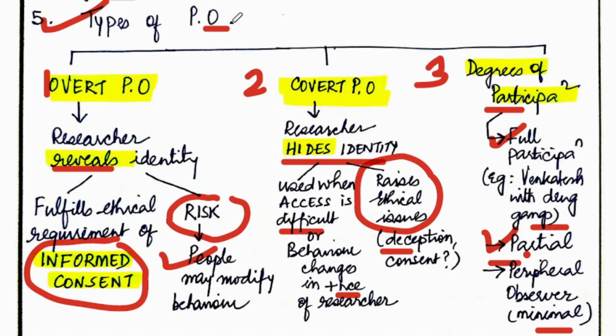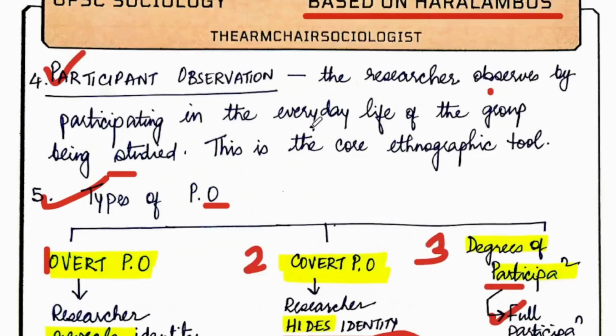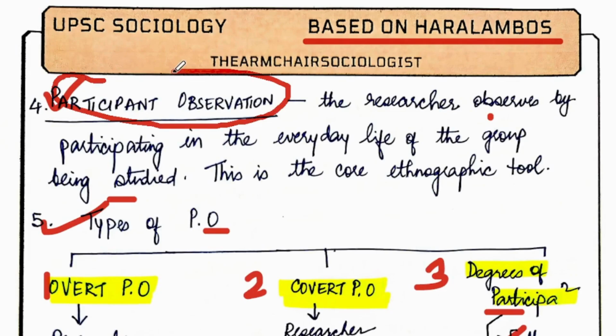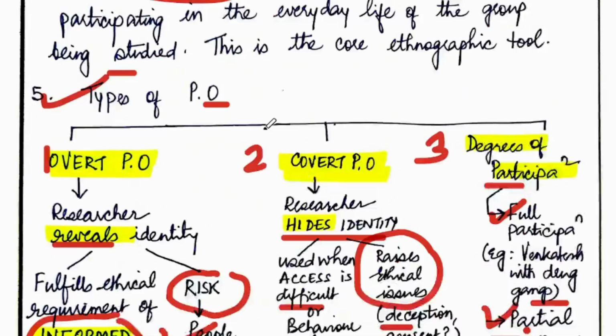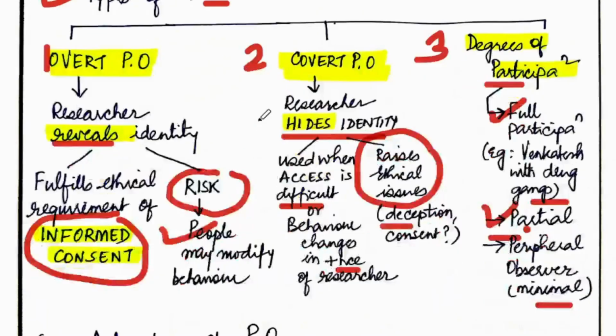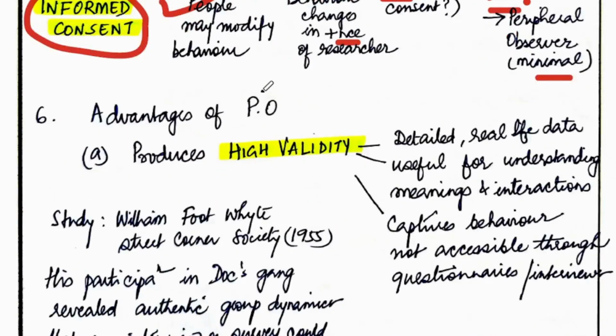So types of participant observation include overt participant observation and covert participant observation, and with respect to different degrees of participation, full, partial, and peripheral. Now that we have understood what participant observation is and its various types, we can move to the next part of this lecture, that is, the advantages of participant observation.